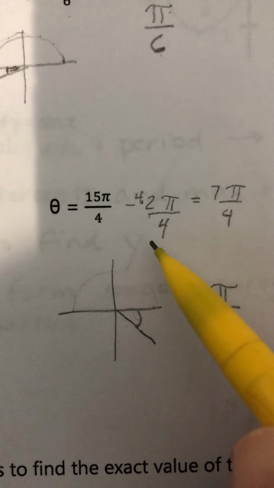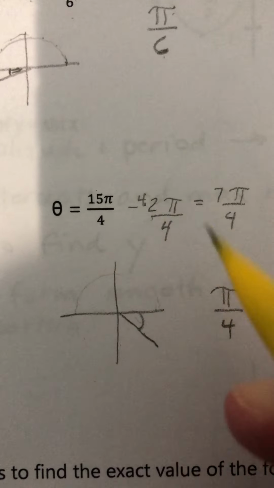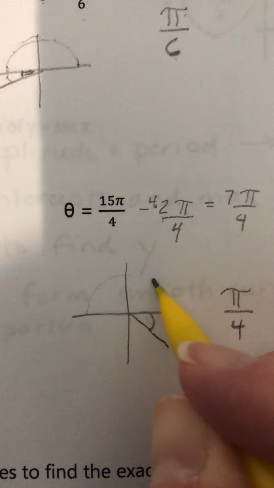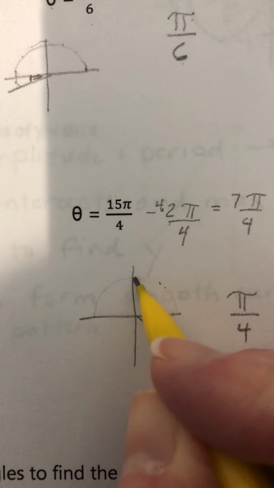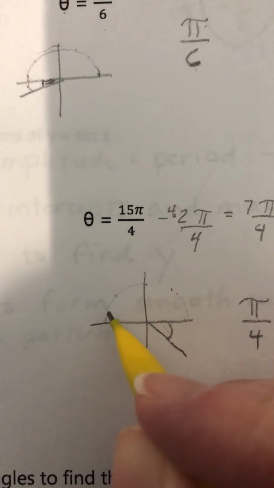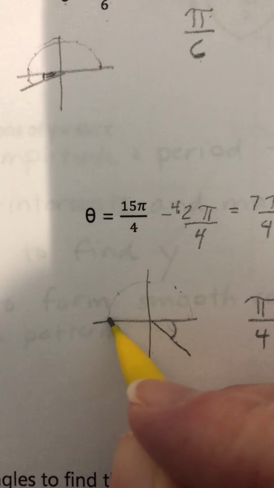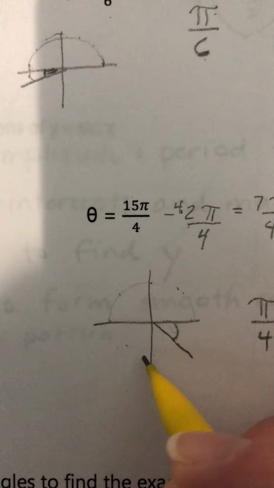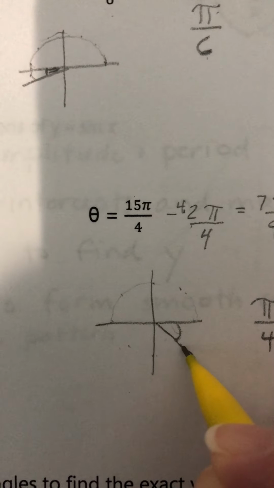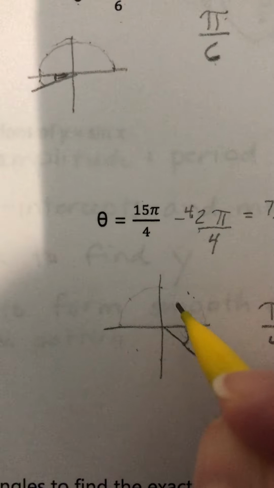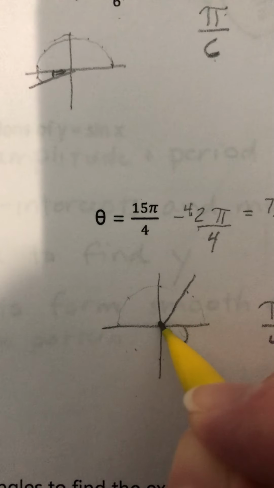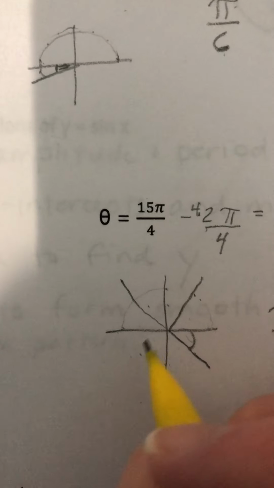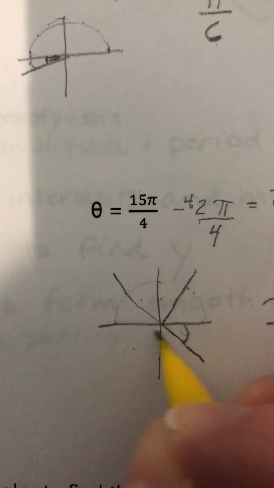If I break it up into 4 parts, it's going to be 1 pi over 4, 2 pi over 4, 3 pi over 4, 4 pi over 4, which is equal to pi. Then 5 pi over 4, 6 pi over 4, 7 pi over 4. So see, I'm breaking up this half turn into 4 parts. 1, 2, 3, 4. Not drawn to scale. Then I keep going, and that's how I get here.